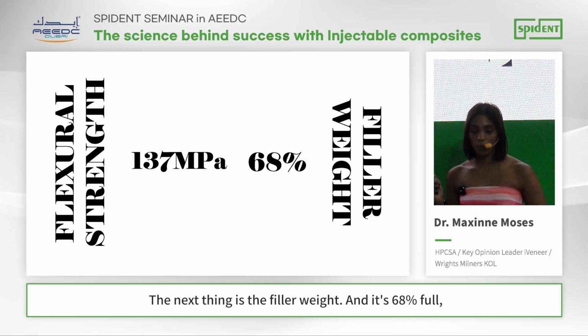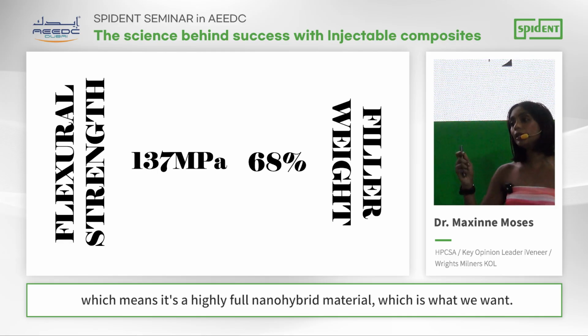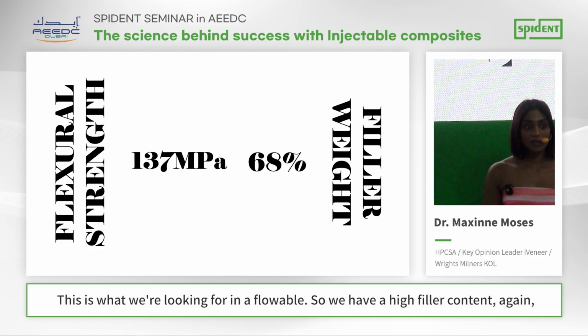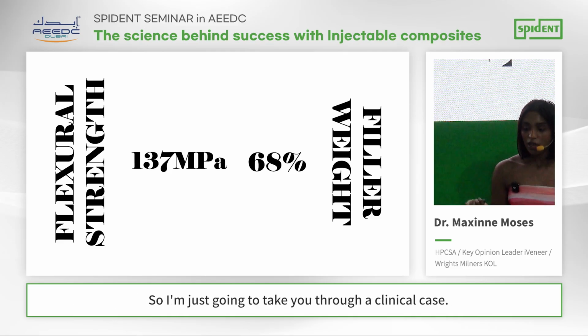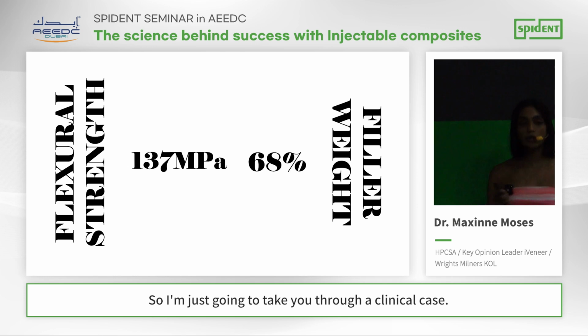The next thing is the filler weight. It's 68% filled, which means it's a highly filled nanohybrid material, which is what we want. This is what we're looking for in a flowable. So we have a high filler content, again, so we're getting good optical properties as well as mechanical properties. So I'm just going to take you through a clinical case.